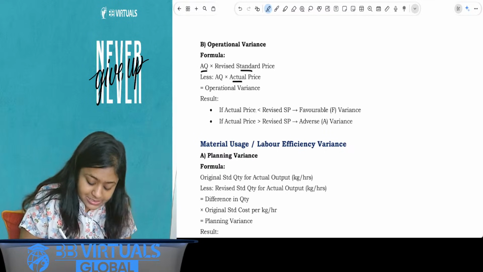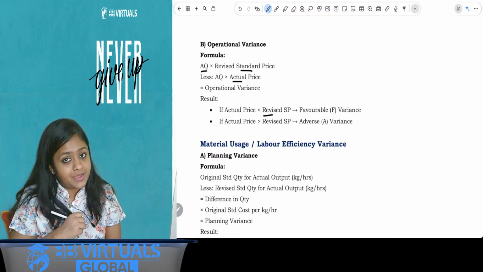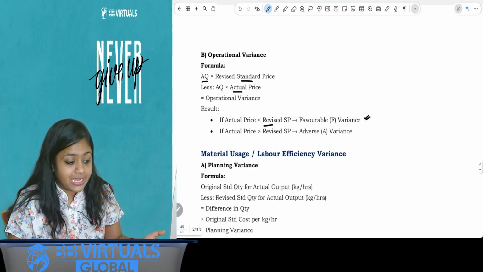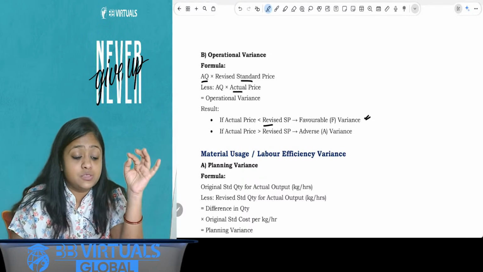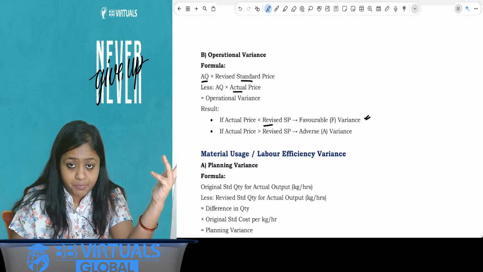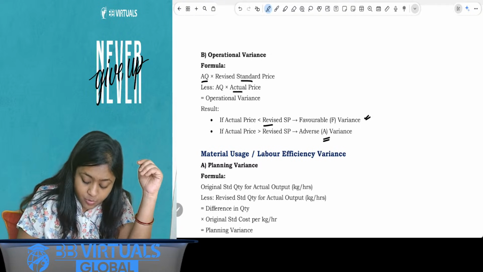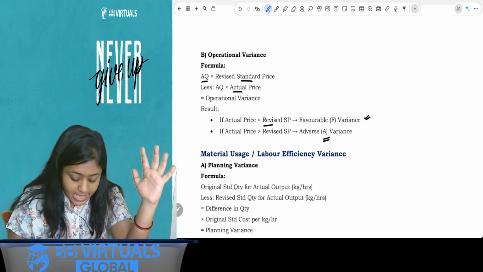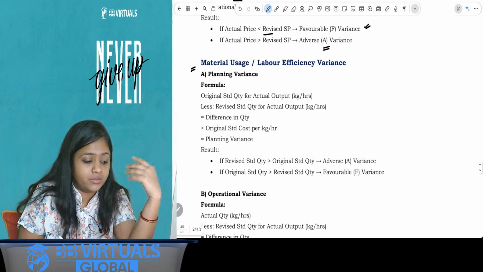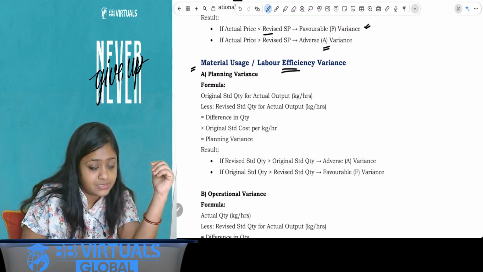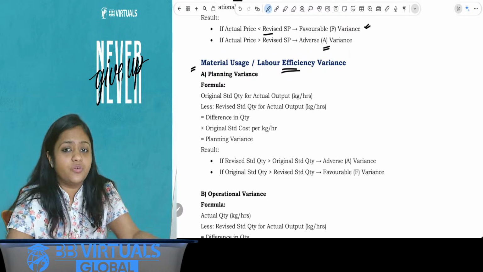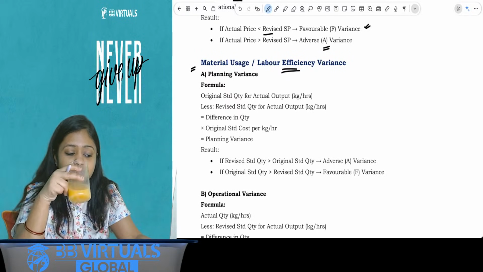If your actual price is less than the revised standard price, it's a favorable variance because actually you're saving for the entity. If your actual price is more than the revised standard price, it's actually an adverse variance. Clear? Likewise, on the same lines, we can have a labor efficiency variance. Same calculations, and for labor efficiency, instead of kgs, you will use hours.